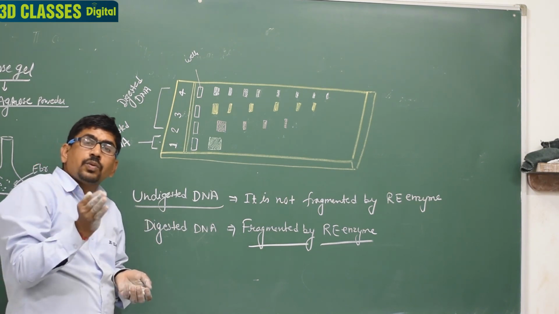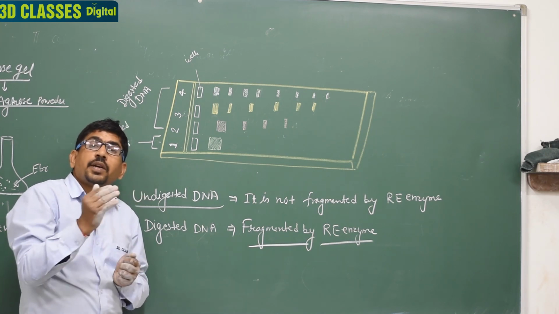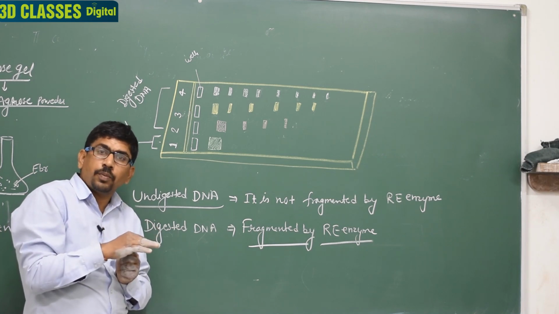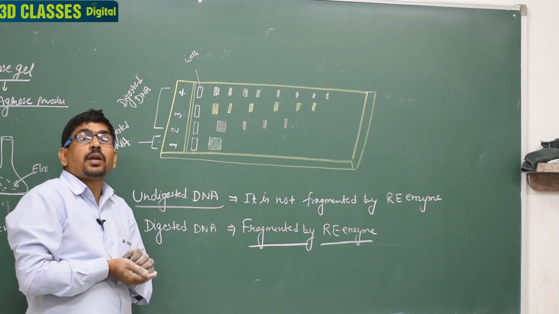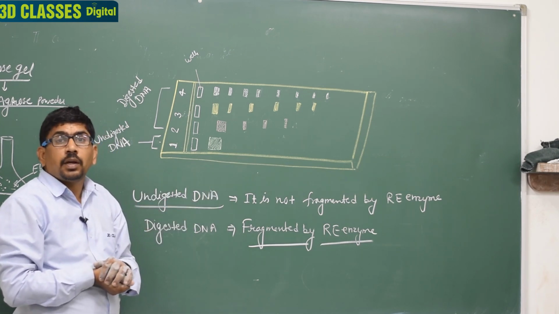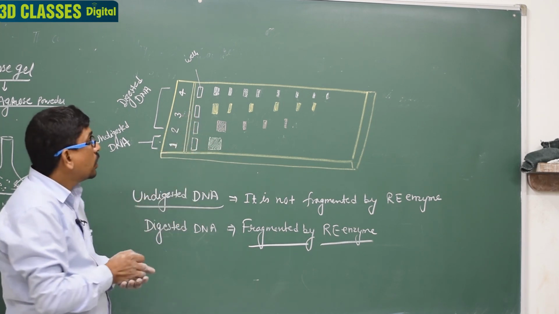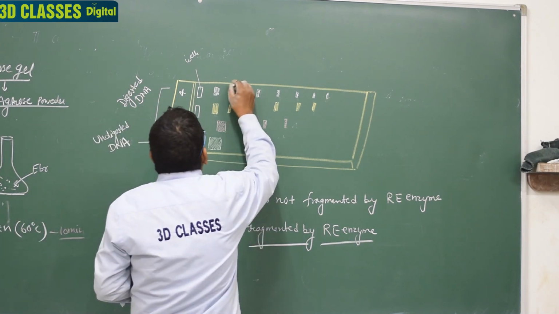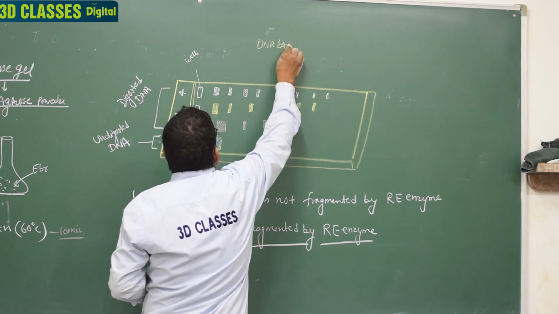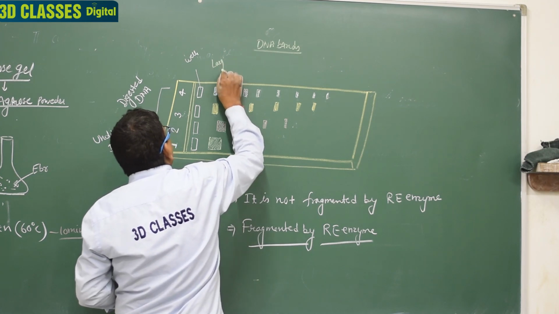So when DNA is treated and digested with the RE enzyme, the segments are formed. How many segments are formed? And how far these segments move in the DNA gel plate is represented by this electrophoresis. Clear? So in this, these are the wells, and these are known as the DNA bands. And these bands, the larger bands here.